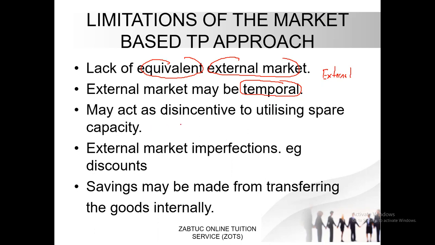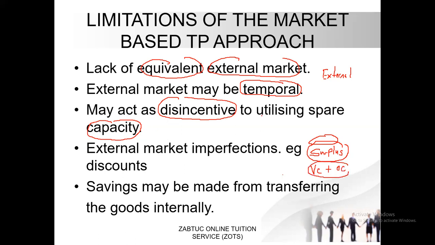You know, the use of external market price also may act as a disincentive to utilizing spare capacity. Because I know that if I use full capacity, what will happen? I'm going to have some surplus, which according to the rules that you have covered, the surplus can only be sold at what? Variable cost plus opportunity cost. So what will I do? I will not work at full capacity. I'll reduce my capacity.